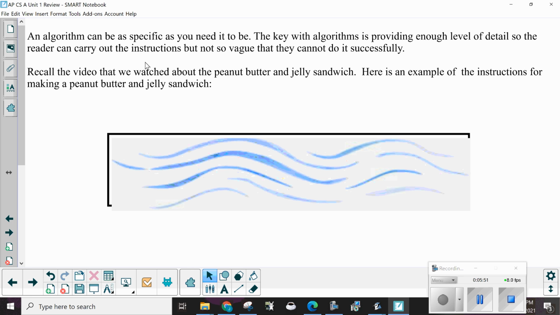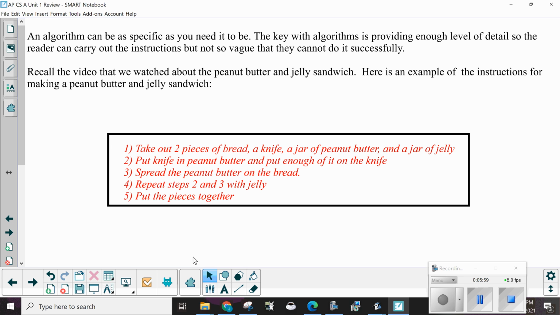Recall the video that we watched in class about the peanut butter and jelly sandwich. Well, here's an example of instructions for making a peanut butter and jelly sandwich. Take out 2 pieces of bread, a knife, a jar of peanut butter, and a jar of jelly. Take them out where? Put knife in peanut butter and put enough of it on the knife. What is enough? How much do you want?